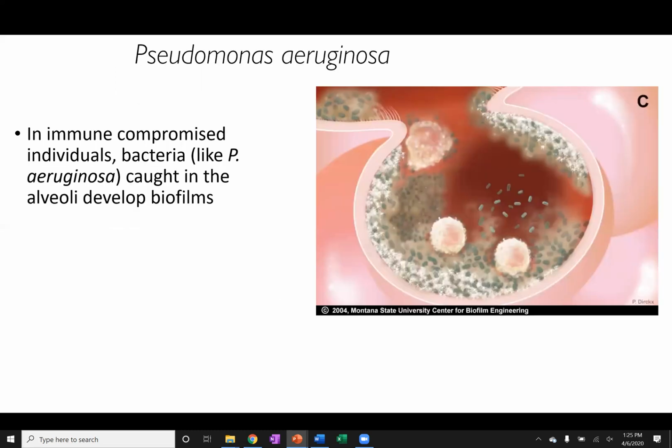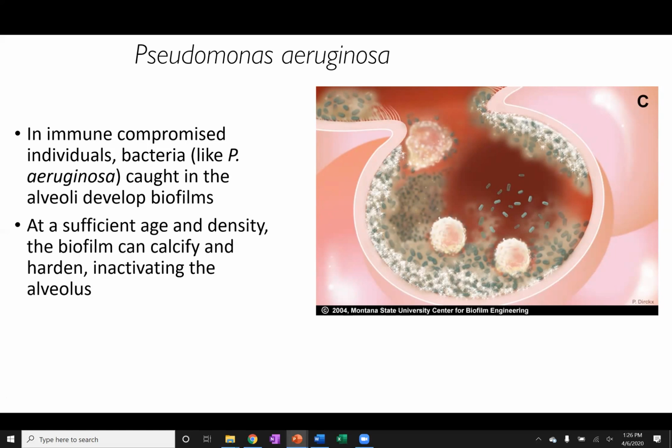And so we'll talk a little bit about Pseudomonas aeruginosa again, because this is one of our favorite microbes in this course. Actually, it's just my favorite microbe, but it's a really good microbe to illustrate many different concepts across this course. But Pseudomonas aeruginosa in immune-compromised organisms will actually infect the alveoli, which are these little pockets of your lung. Pseudomonases get caught in these little alveoli, which typically only occurs when your immune system is compromised.